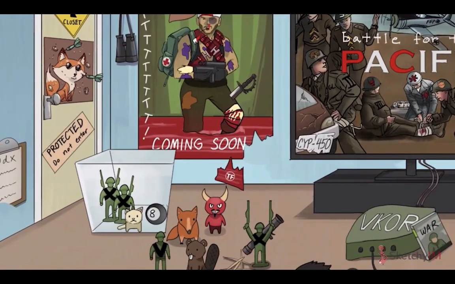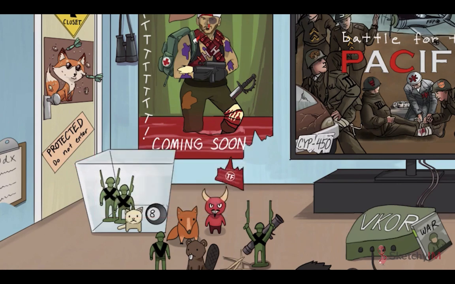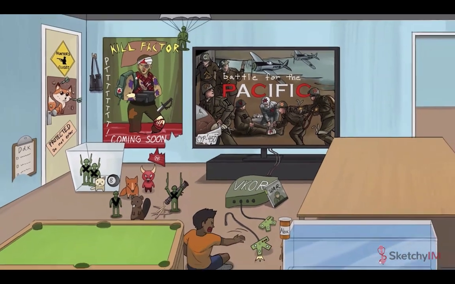Convenient. In patients with severe or life-threatening bleeding, heparin should be discontinued immediately. You can actually reverse the anticoagulant effects of heparin with IV protamine sulfate, which will protect you from bleeding. Protamine, protect. No? Of note, protamine does not completely reverse the effect of low molecular weight heparin.